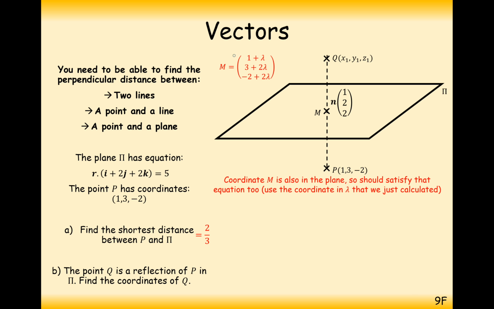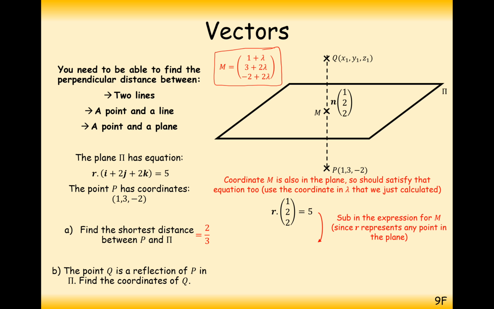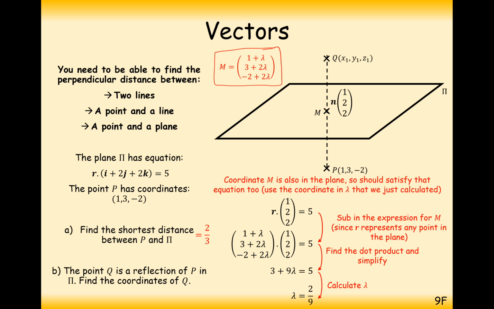So coordinate M is here. The coordinate M also passes through the plane, so it would satisfy that equation too. So what we're going to do now is use our coordinate M and substitute that into the equation of the plane, because M does lie on the plane. Substituting the coordinate M into the equation of the plane, dot product that out, and we get 3 + 9 lambda = 5. Rearrange this equation and we get lambda = 2/9.